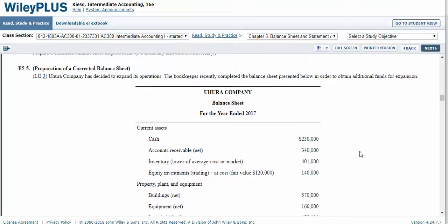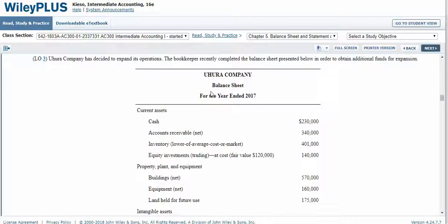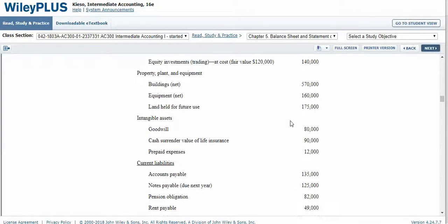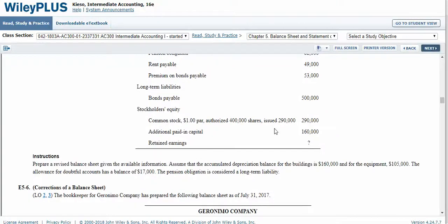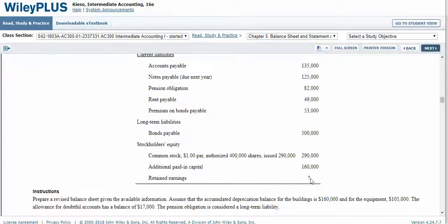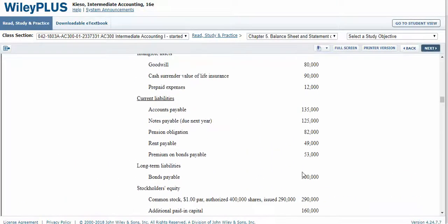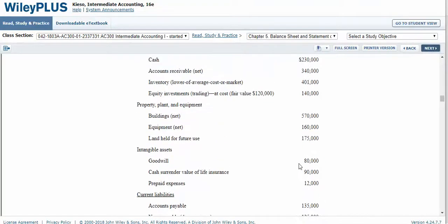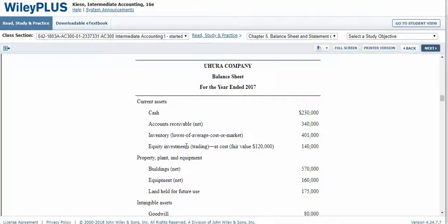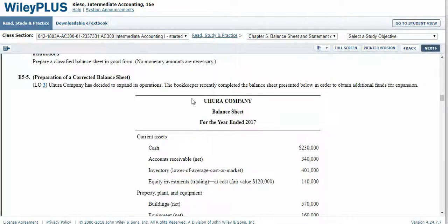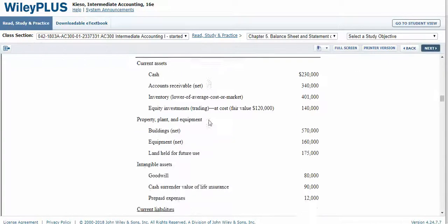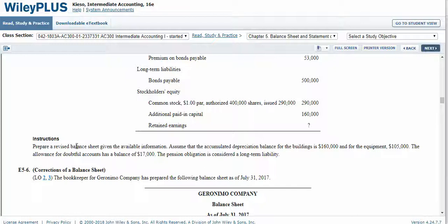Okay, we're going to look at exercise 5-5, the Hira company. And as you can see, we've been given a balance sheet, and we got some issues. One thing, it doesn't even have the retained earnings. But another issue is that there's a lot of things that are not presented correctly. So what we need to do is, as it says in the instructions, prepare a revised balance sheet.